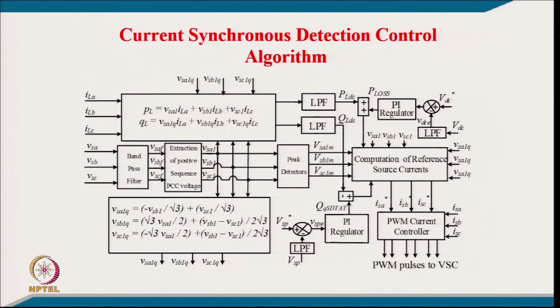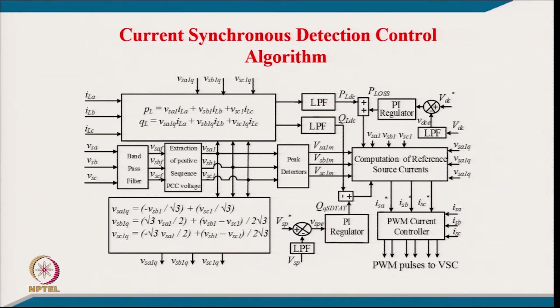Now, we come to the third control. This is another control algorithm, which is called the current synchronous detection control algorithm. Virtually the concept came from communication systems, where people have used it. It is also very straightforward and similar. There is a little similarity in most of the control algorithms. Once you understand one, you will go on understanding the others too.